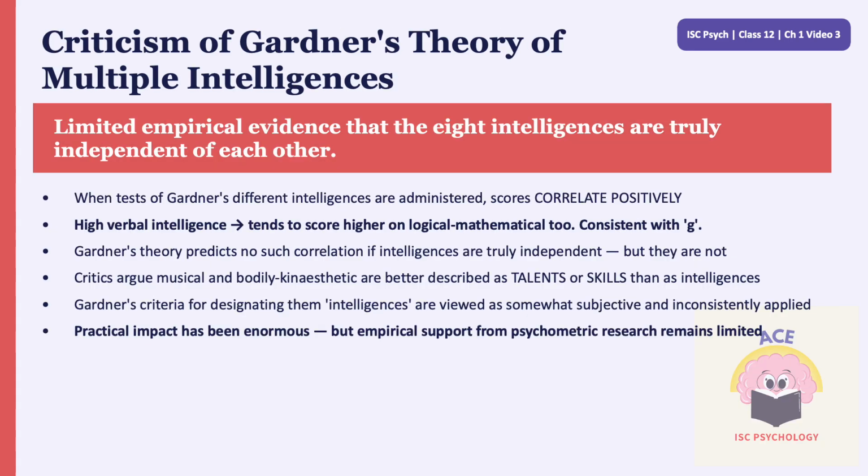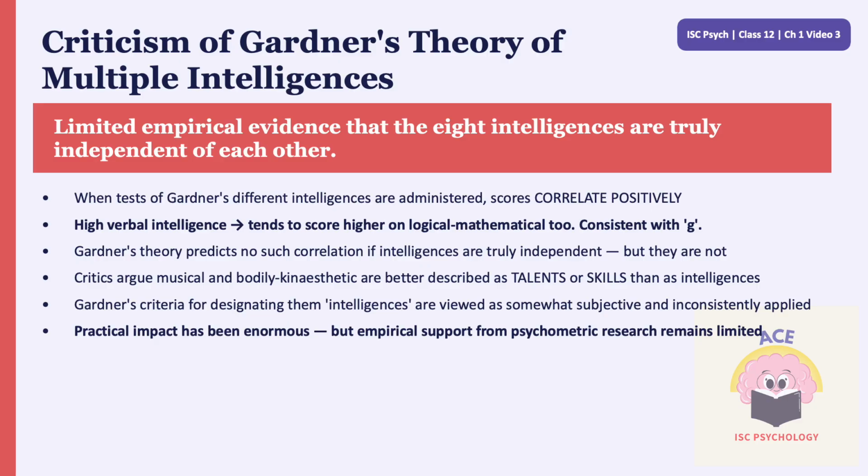Let us now look at the main limitations of Gardner's theory. The most significant criticism is that there is limited empirical evidence from standard psychometric research that the eight intelligences are truly independent of each other. When tests are administered and results are statistically analyzed, the scores tend to correlate positively. That means a person who scores high on verbal intelligence also tends to score highly on logical and mathematical intelligence. This again is consistent with the single factor theory that Spearman proposed. If intelligences were truly independent, these correlations should not exist.